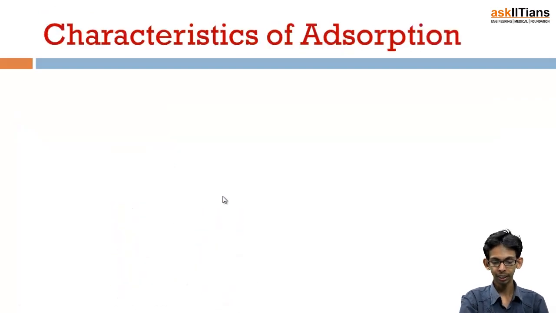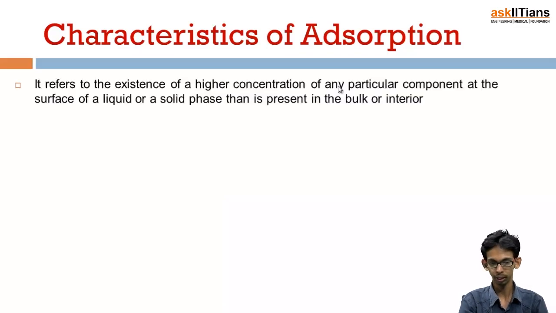Okay, now there is another term, characteristics of adsorption. The first characteristic is that adsorption refers to the existence of higher concentration of any particular compound at the surface of a liquid or solid phase than in the bulk. That means the concentration is higher on the surface and not in the bulk. So we can say that adsorption is a surface phenomenon.